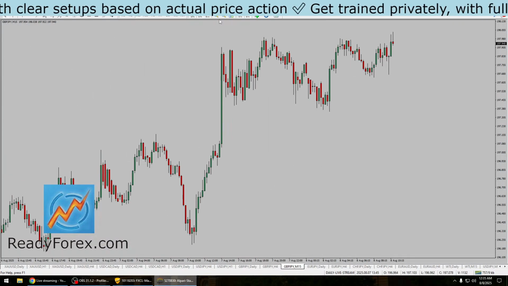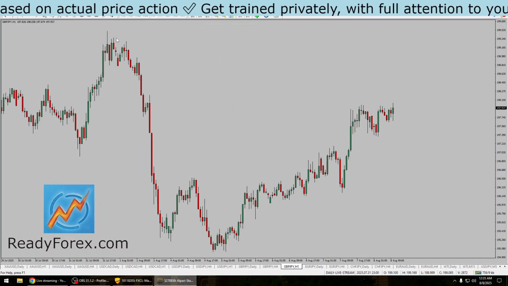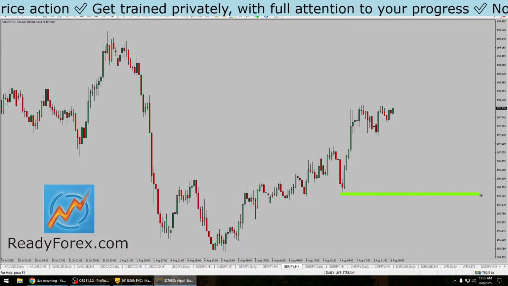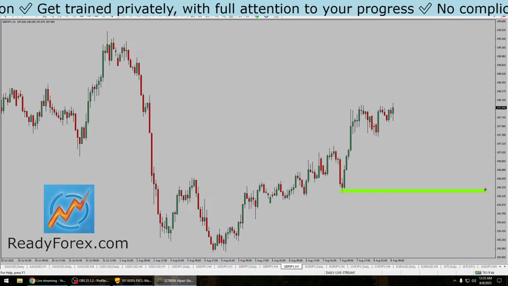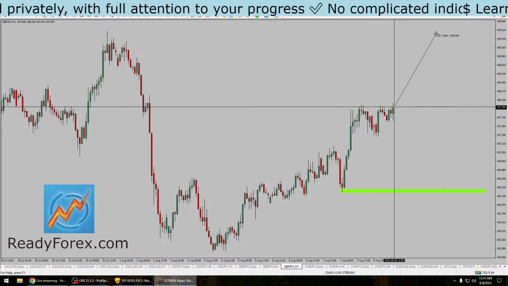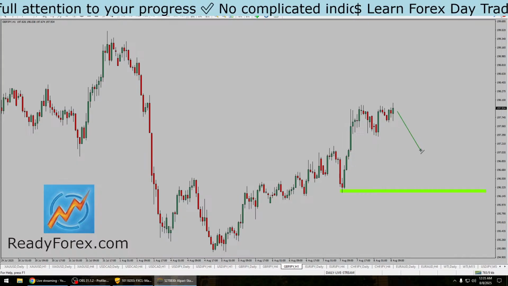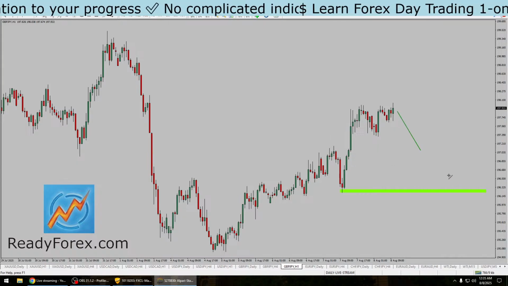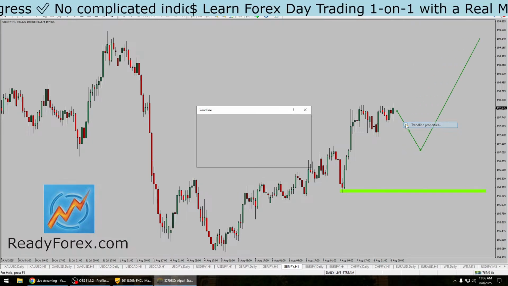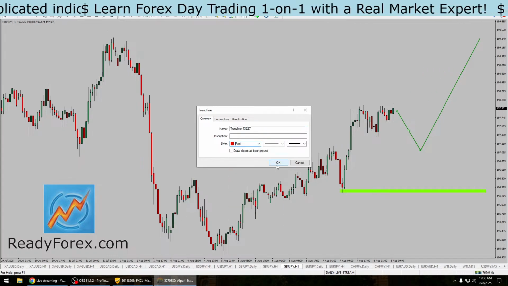So GBPJPY uptrend going on, even in a 15 minutes time frame. The 1 hour is also bullish over here. So this is the support. As long as price action is above the support area, the trend is up and we might get further upside. A good idea is to wait for a pullback in price action and then look for some sort of a buy trade plan, whatever you want to name it.